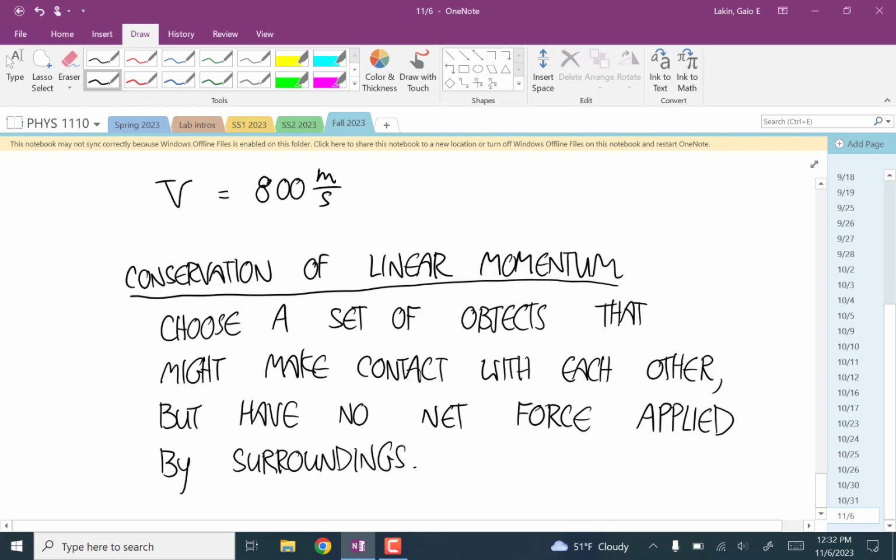Okay, so they could be smashing into each other, applying big forces to each other, but as long as you're including all those objects that are running into each other in your system, all that matters is what the stuff outside your system is doing. There can be no net force. There can be forces, but those forces have to add up to 0. Okay?